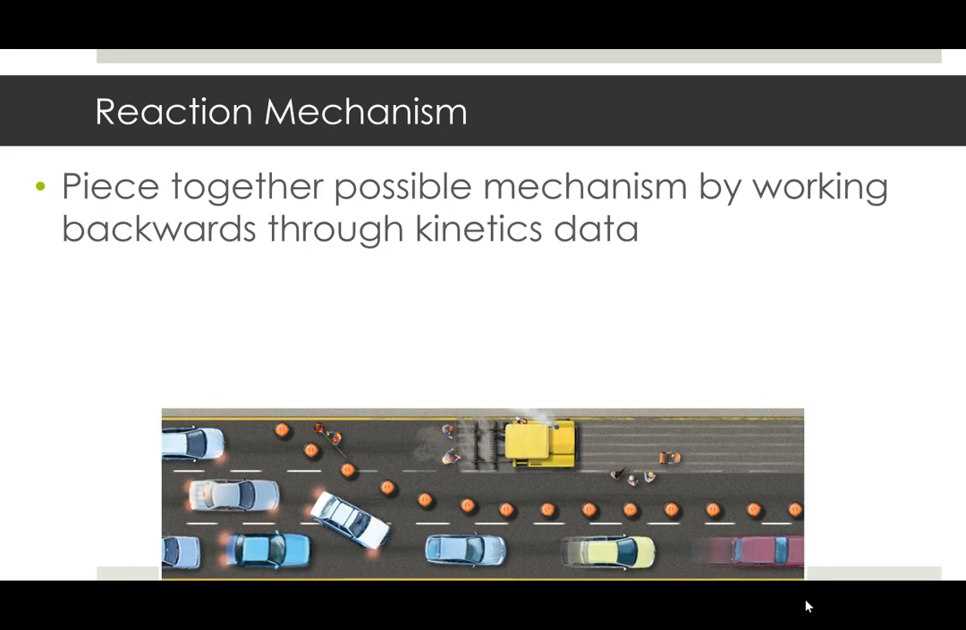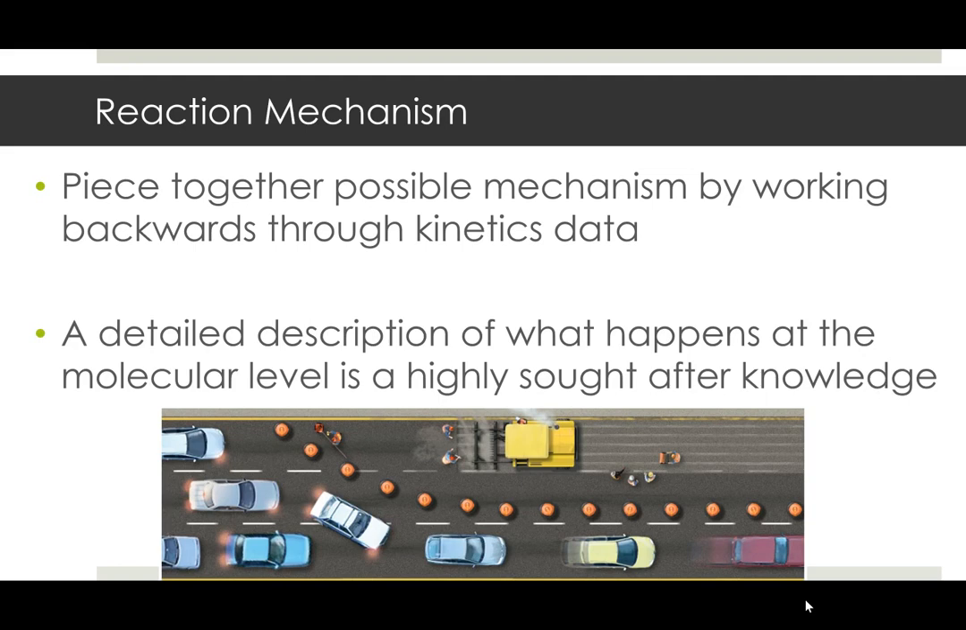So we're going to take a look at the kinetics data. We're going to kind of piecemeal it together. It's going to give us one piece of the puzzle when trying to figure out what's going on with a reaction mechanism. We're going to look at a detailed description of what happens at the molecular level. And as I alluded to, this is very highly sought after information and knowledge. So how are we going to piece together this kinetics data? What we're going to look at is what's called a rate limiting step.